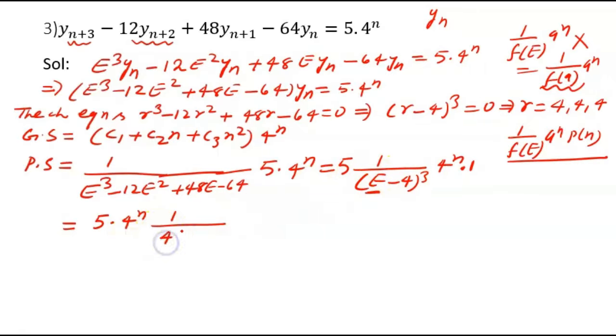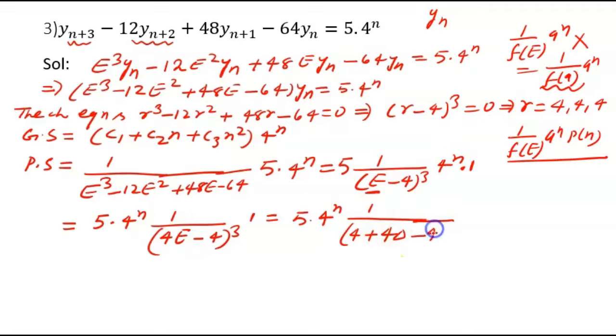This E becomes 4E minus 4 cube, and that I have to operate on 1. Okay. Now proceeding forward, I have 5 into 4 to the power n, and 1 by 4E is what? 4E is 4 plus 4 delta. E is equal to 1 plus delta minus 4 cube, and that I operate on 1. So this 4 and this 4 is cancelled.